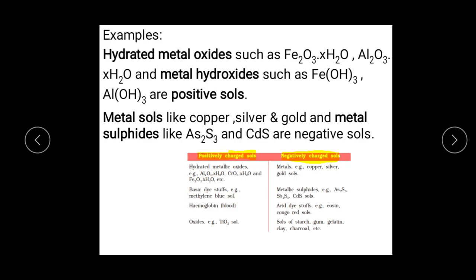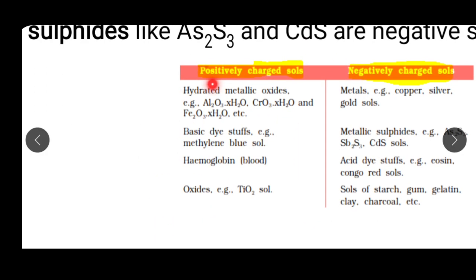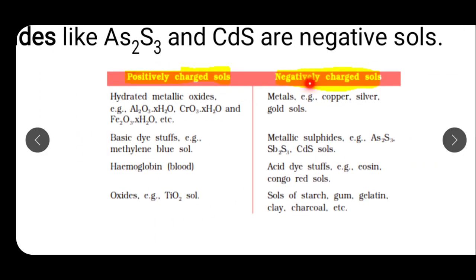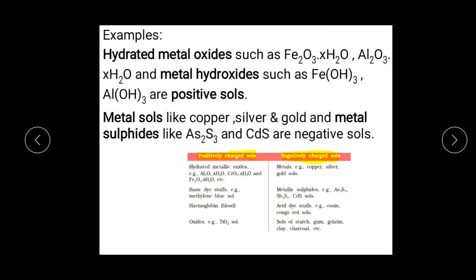Before we go into the reasons in detail, we have some examples of positive sols and negative sols. Hydrated metal oxides and metal hydroxides are positive sols. Metal sols and metal sulfides are negative sols. Here we have a table of positively charged sols and negatively charged sols. Hemoglobin is a common example of a positively charged sol, and starch a common example of a negatively charged sol.